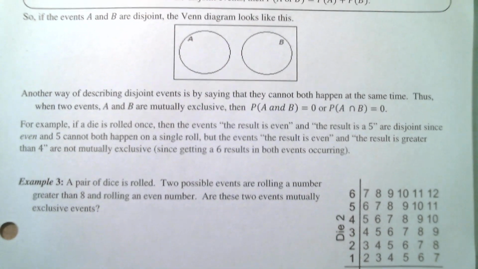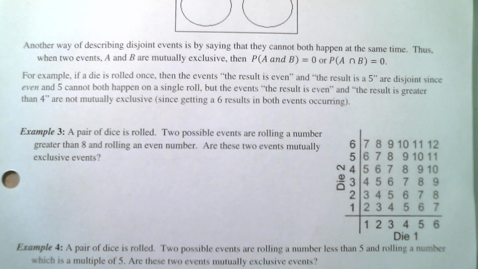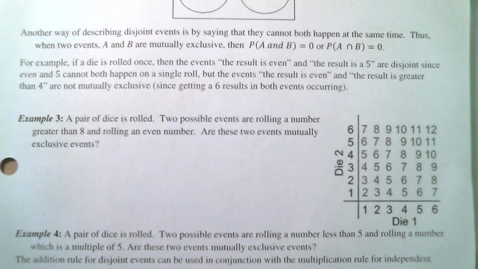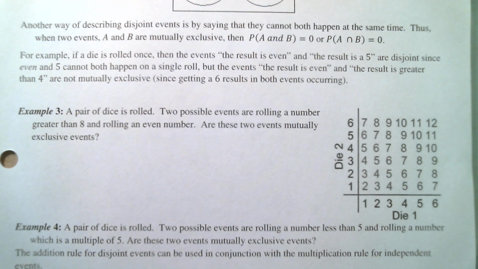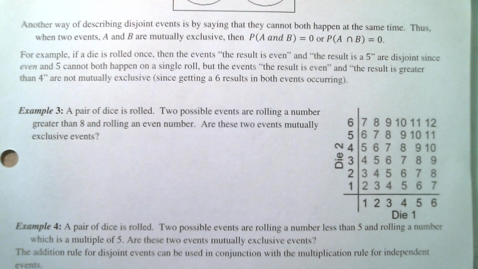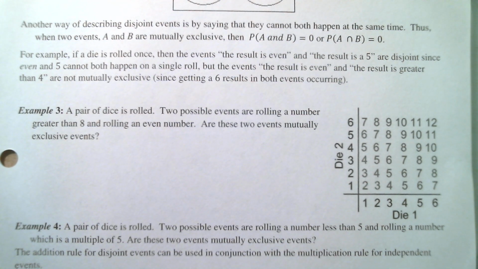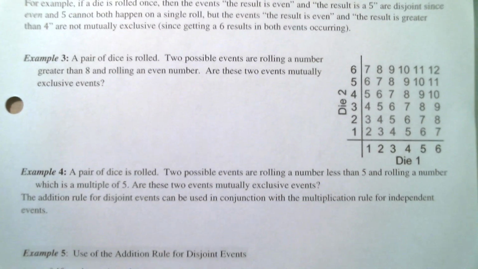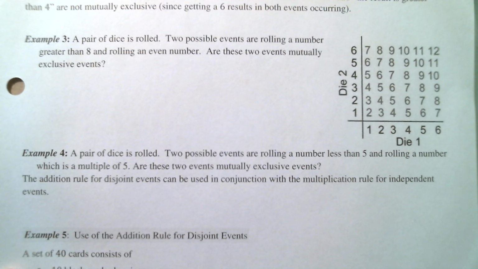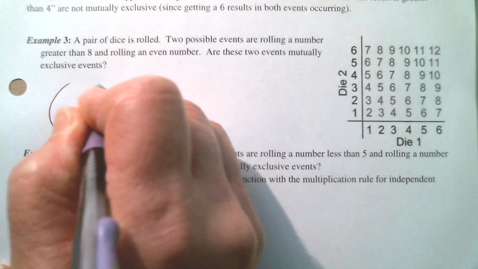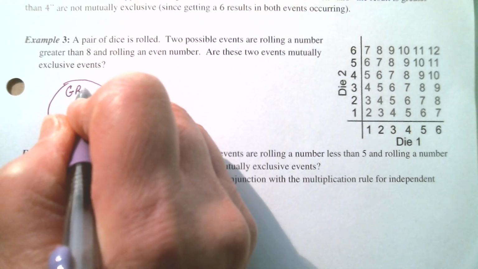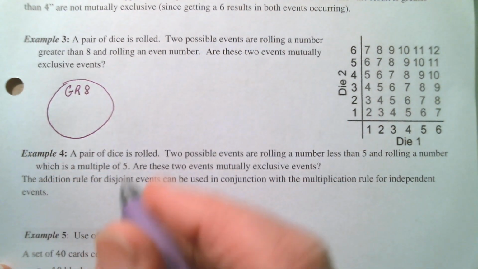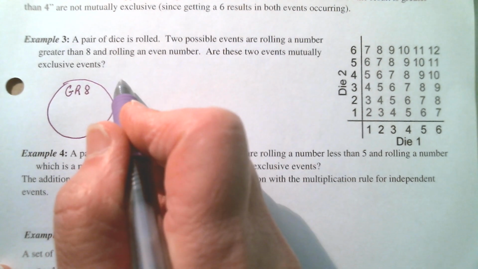Example 3. A pair of dice is rolled. Two possible events are rolling a number greater than 8 and rolling an even number. Are these two events mutually exclusive? Okay, so we're looking at rolling a number greater than 8 and rolling an even number.